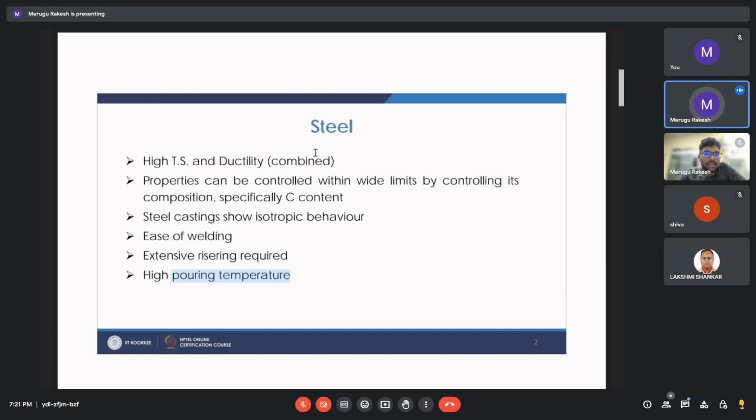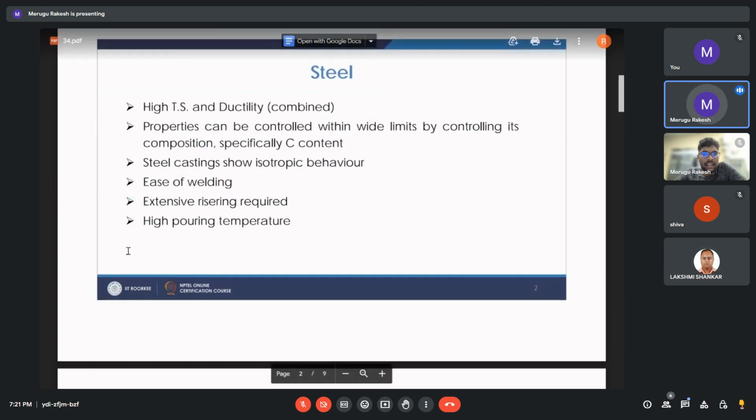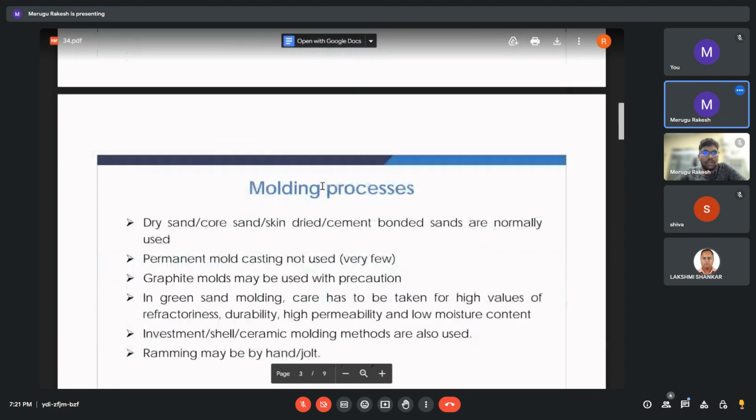Go for extensive, and it will have shrinkage and everything, so we need good risering in that case. We'll discuss that in the molding part. This is the molding part.